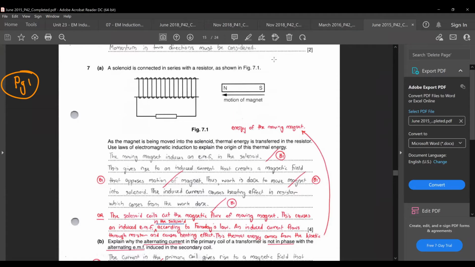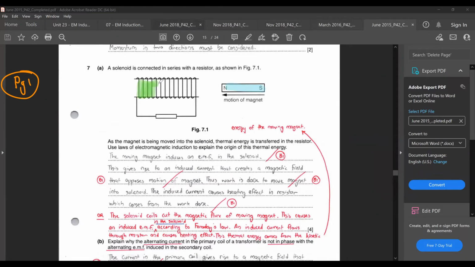Why is it that when I move the magnet, which is this one, into my solenoid, which is this one, I suddenly have thermal energy inside the resistor? Okay, right. So this one, you can actually explain it in a number of ways. Either in terms of energy or in terms of force. Let me just explain it in terms of force first, in terms of Lenz's law.